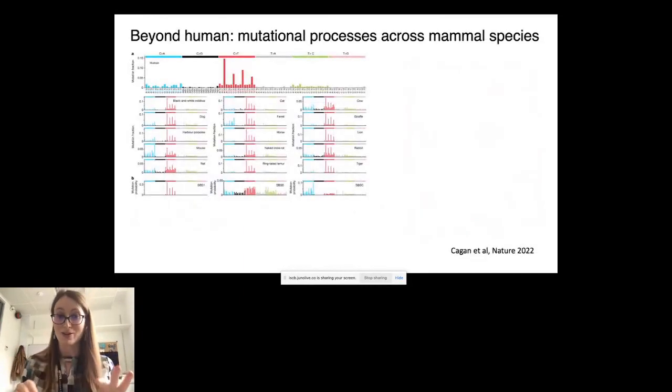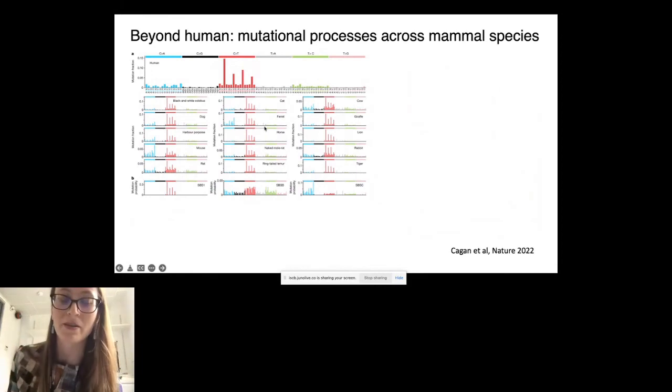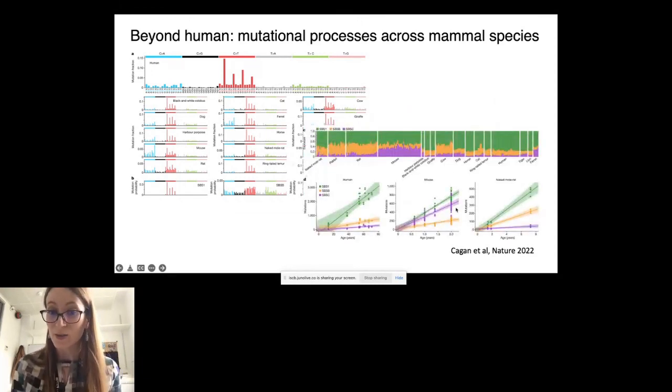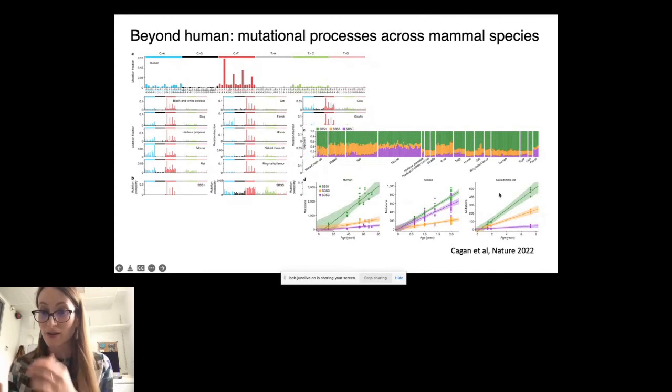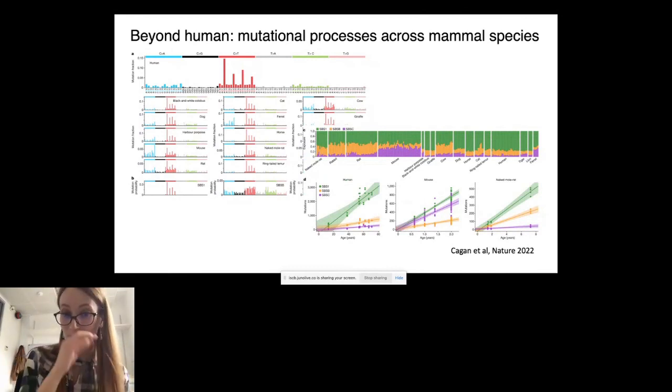And mutational processes are not only present in humans, they're present across mammal species. Again, very recent work published in Nature showed that these processes can be quite similar between different species, but certain processes accumulate at different rates in mouse and naked mole rat, for instance, compared to human.